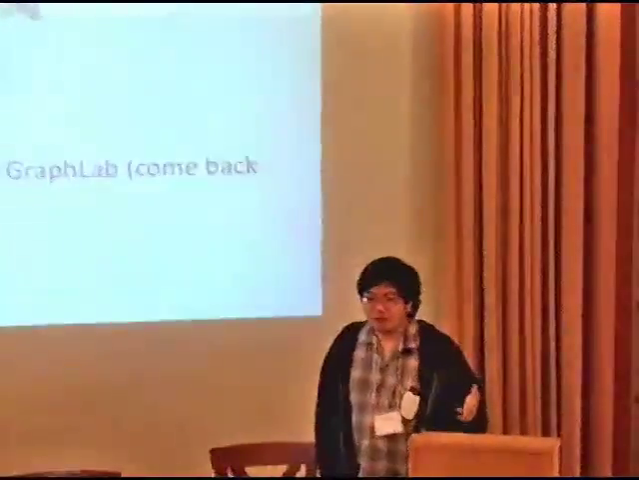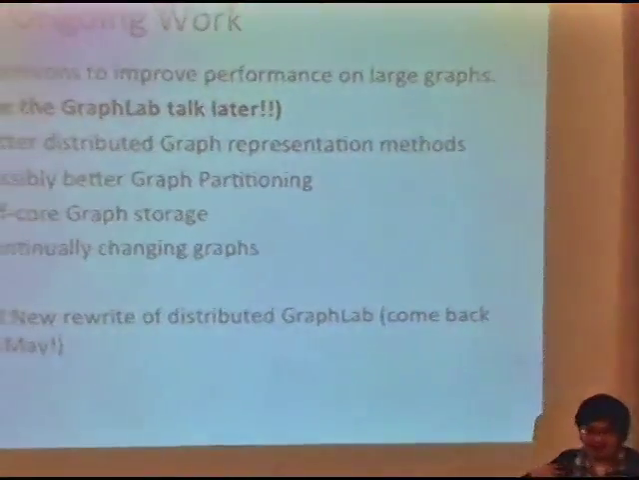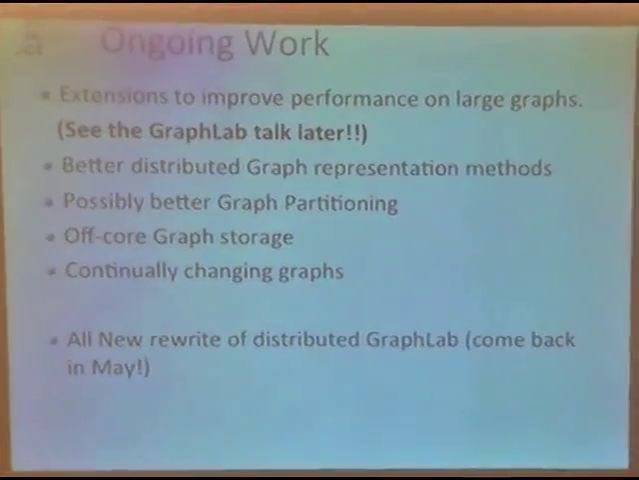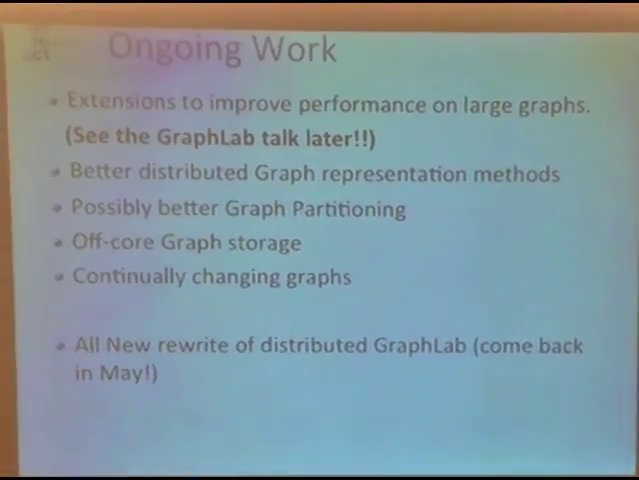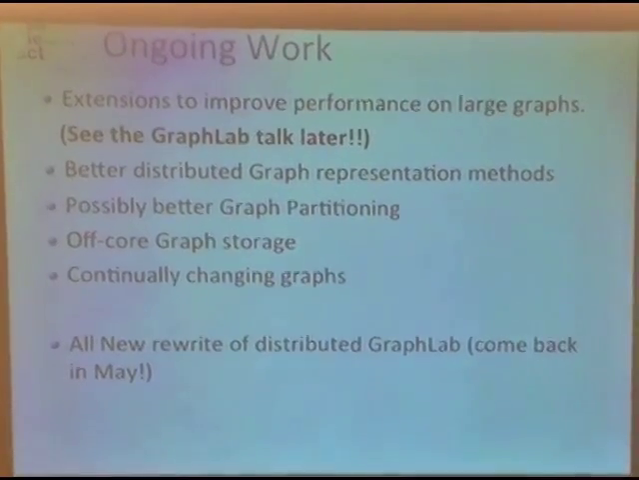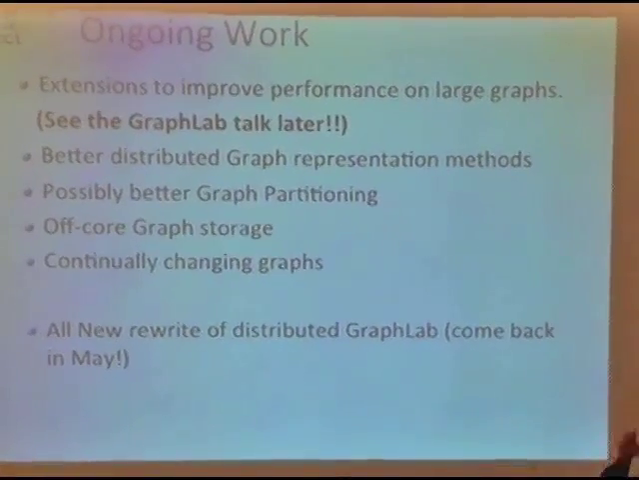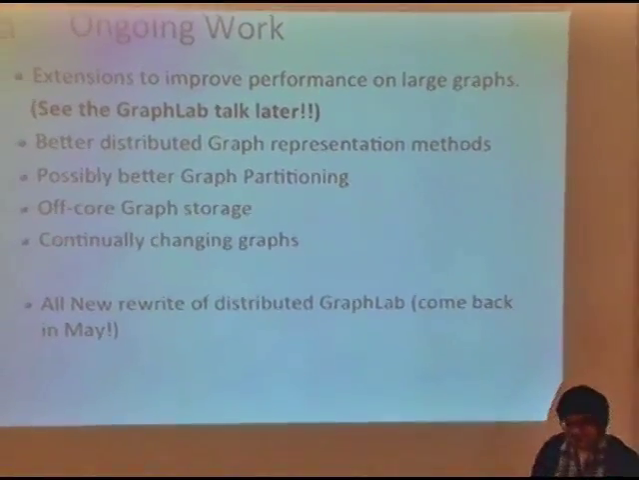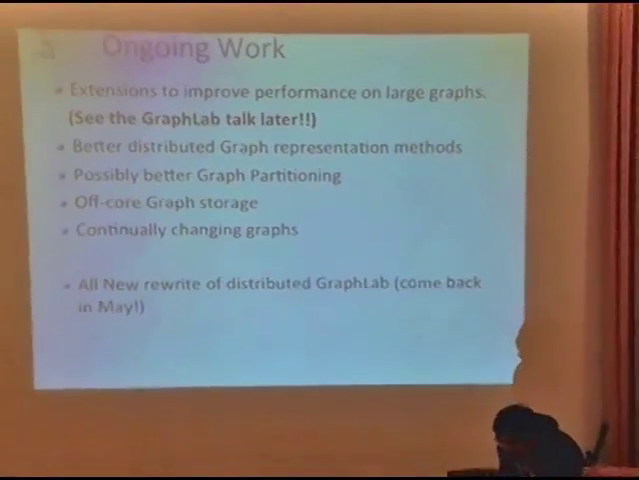Things to look at include better graph partitioning for the distributed setting. Off-core graph storage is also very important. Your graph could live in something like a graph database, and you would like to run computation directly from your graph database and continue changing the graph, for instance.